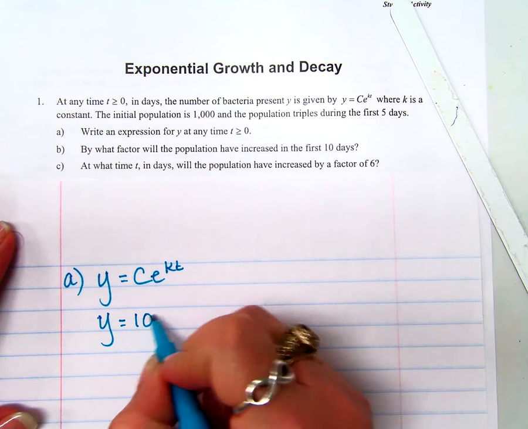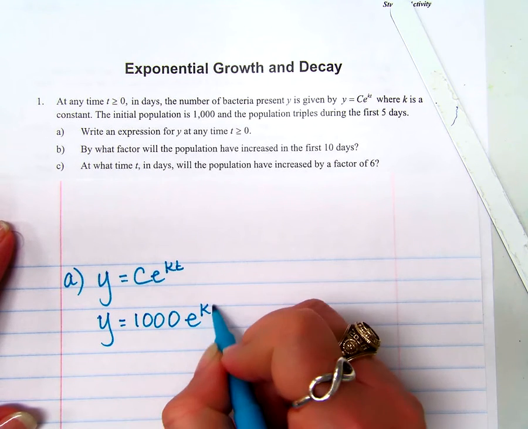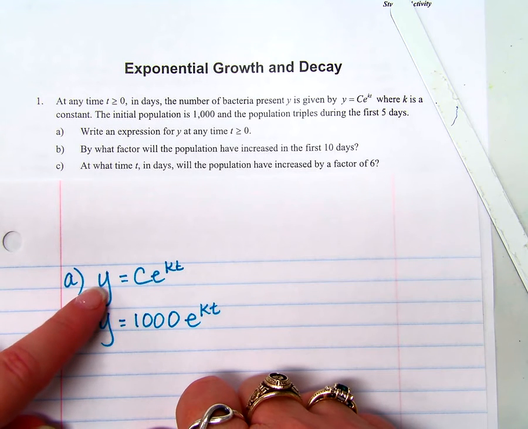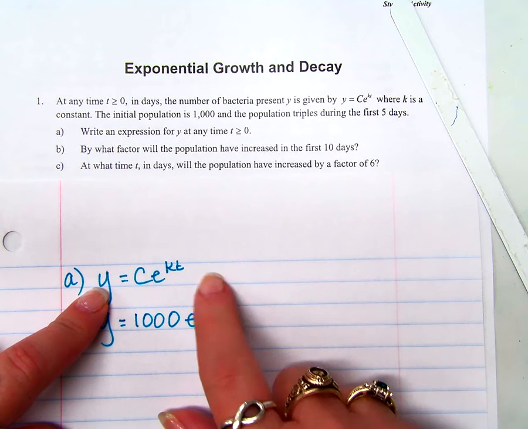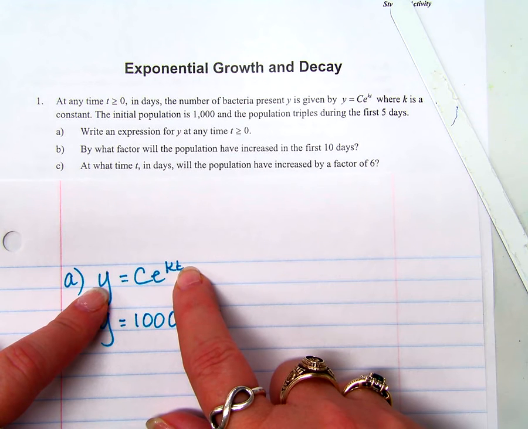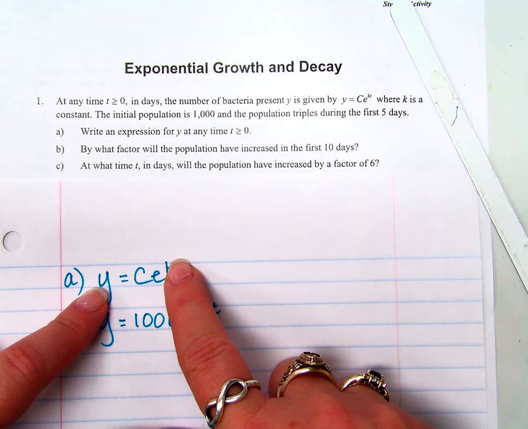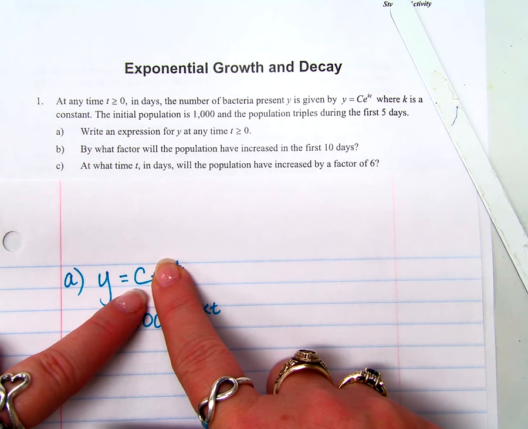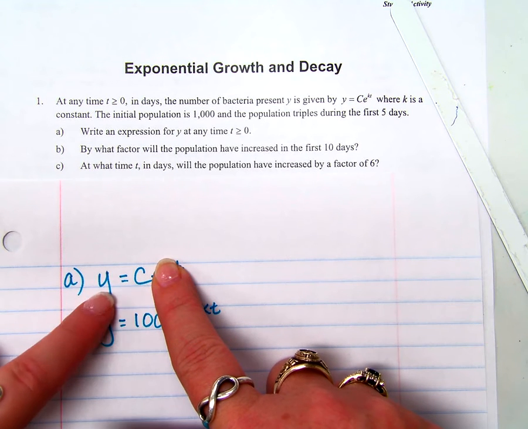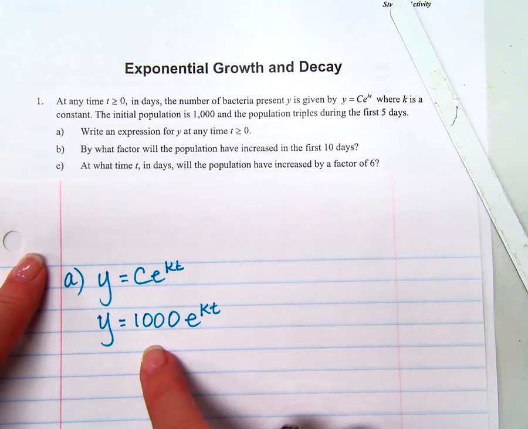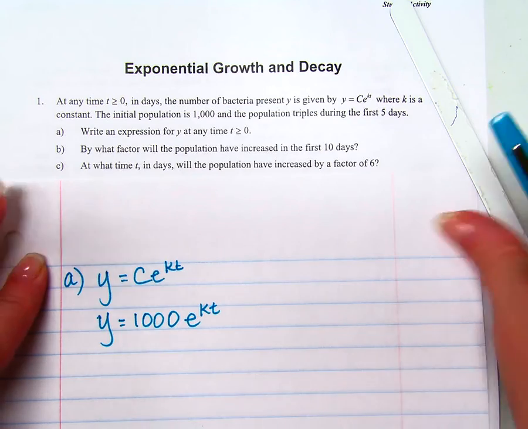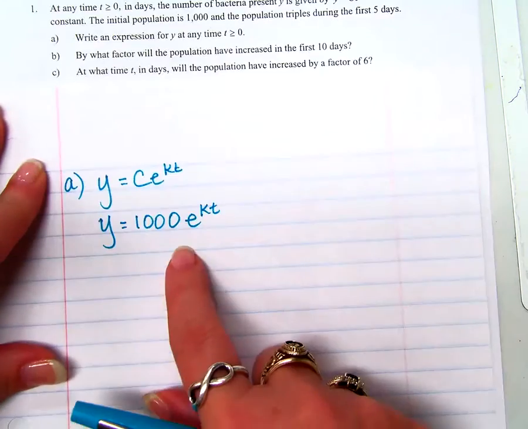Now here's the deal. I'm going to write this out so I don't forget. If I didn't know C was 1,000, then 1,000 would have to go in for y, and 0 would have to go in for t. 0 times k is 0. e to the 0 is 1. 1 times C is C, so C would equal 1,000. So it's a lot easier if we just remember that's where our initial population, or our initial whatever, is happening. Okay, well, what else do we know?